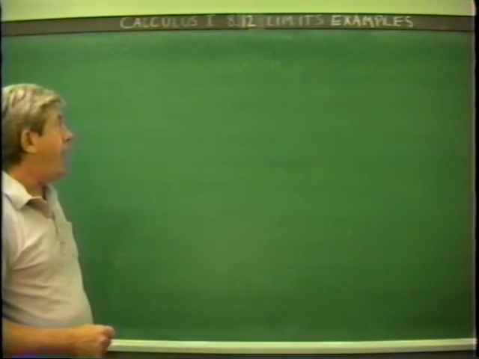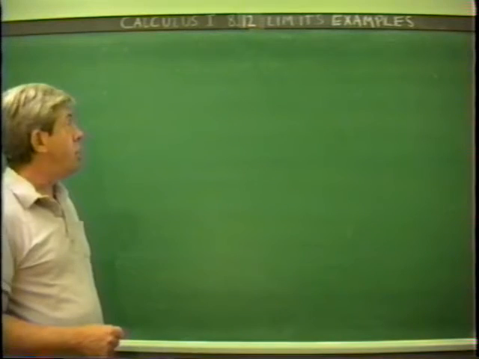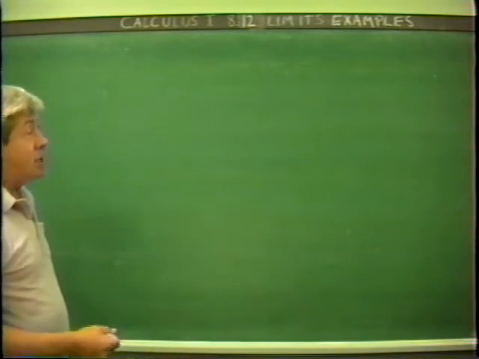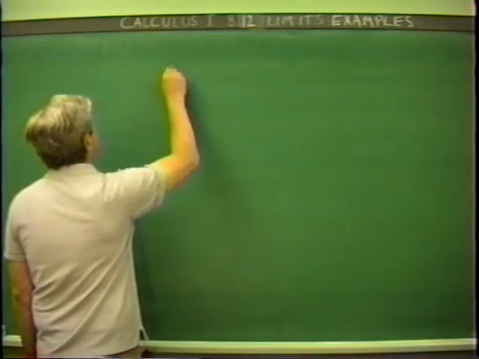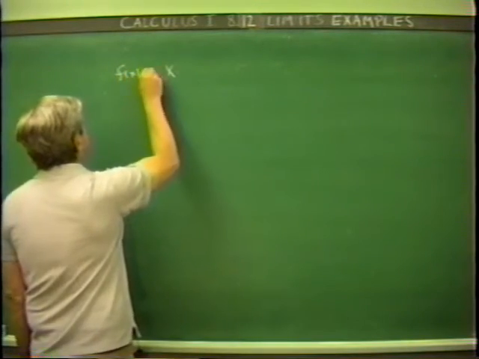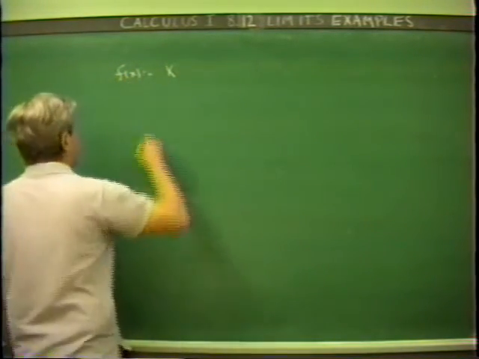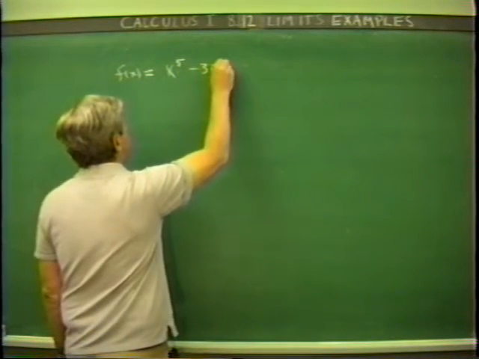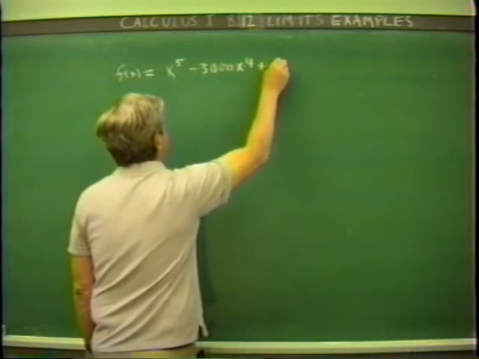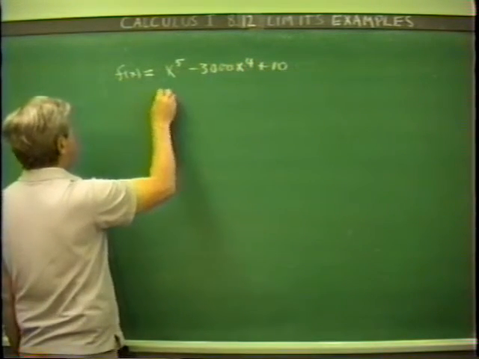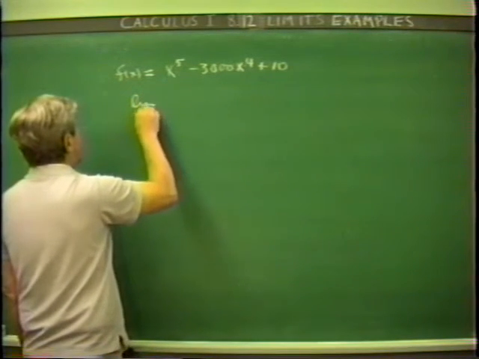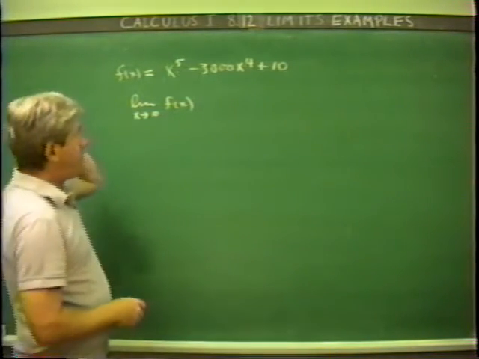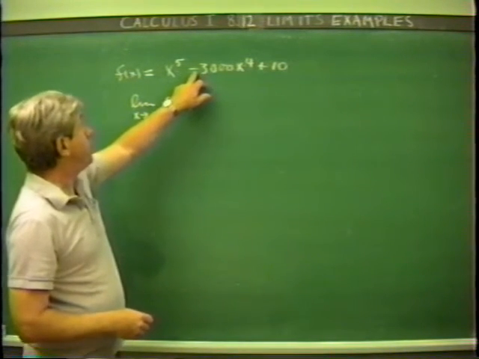Now we want to take a look at a few types of the limits of functions as x approaches infinity. In particular, we want to look at polynomials and rational functions. And I'm going to explain the general theory of what happens to these by some examples. Let's suppose we take a look at, first of all, let's say f of x equals x to the fifth minus 3,000 x to the fourth plus 10. And we want to look at the limit as x approaches infinity of f of x.